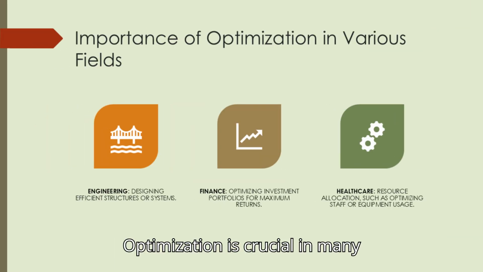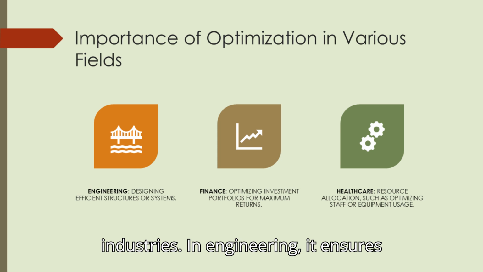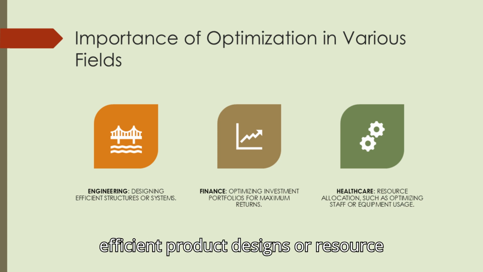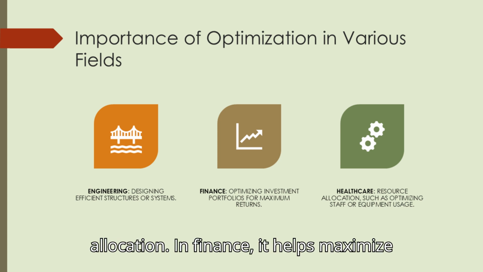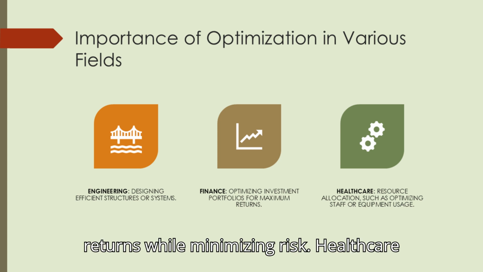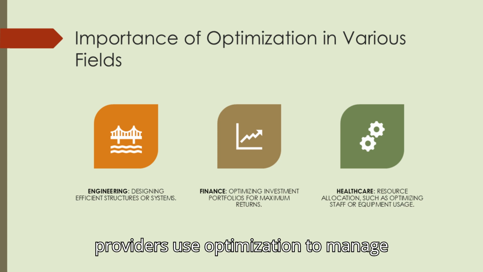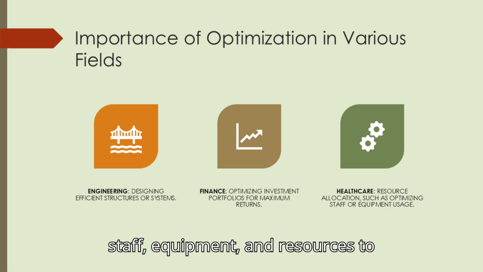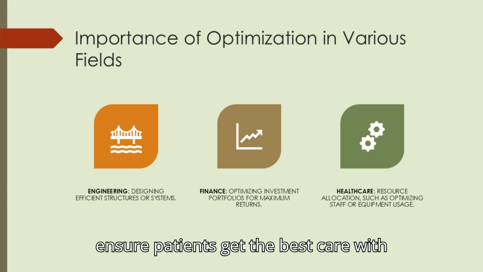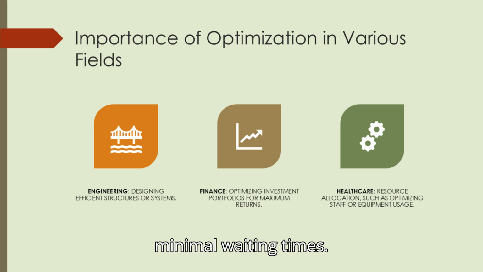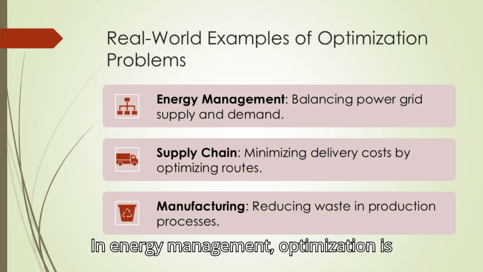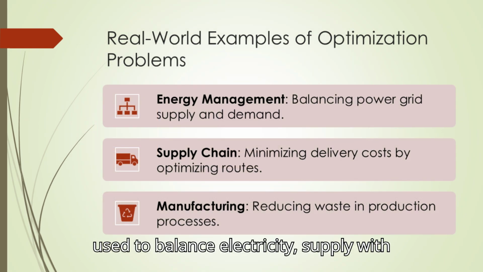Optimization is crucial in many industries. In engineering, it ensures efficient product designs or resource allocation. In finance, it helps maximize returns while minimizing risk. Healthcare providers use optimization to manage staff, equipment, and resources to ensure patients get the best care with minimal waiting times. In energy management, optimization is used to balance electricity supply with demand.